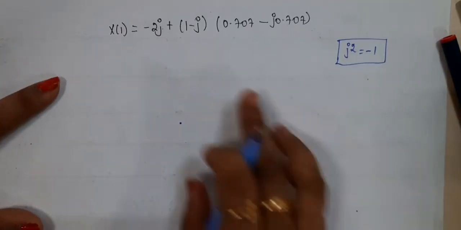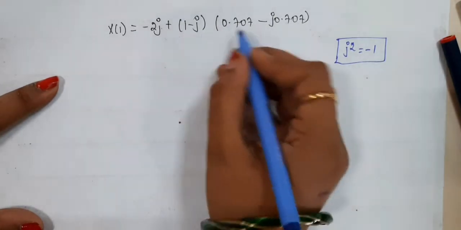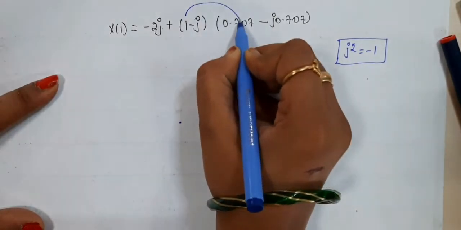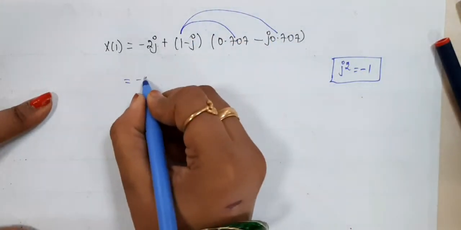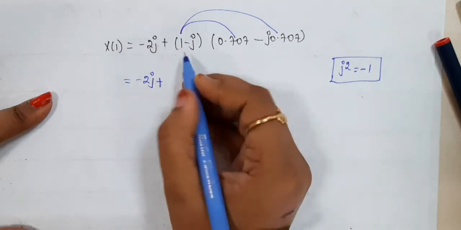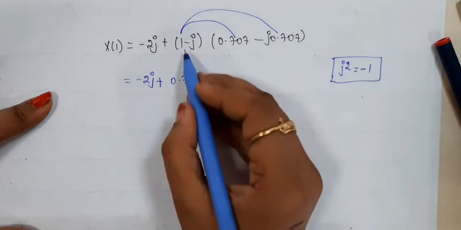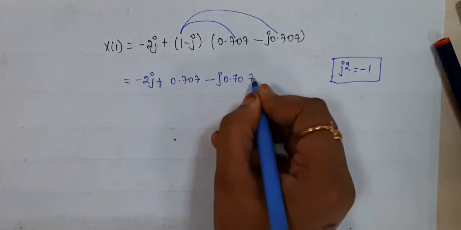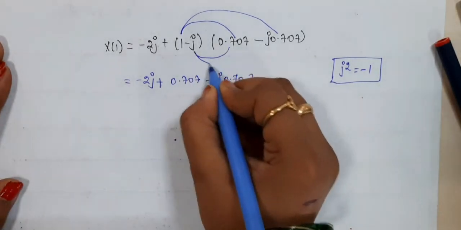So now listen carefully. These two things are inside the bracket, so we are going to multiply these two brackets first. So that is 1 into this. This is your first step, and then the next one. So minus 2j will be there, 1 into 0.707 minus 1 into j 0.707. Okay. So next we are going to multiply this and this.